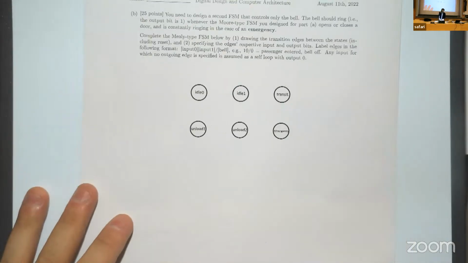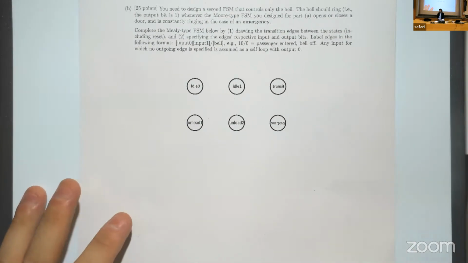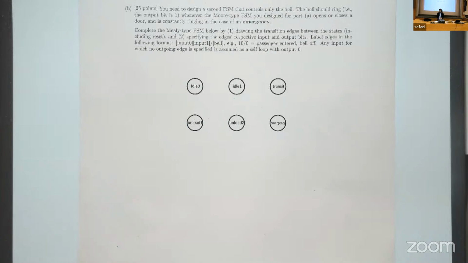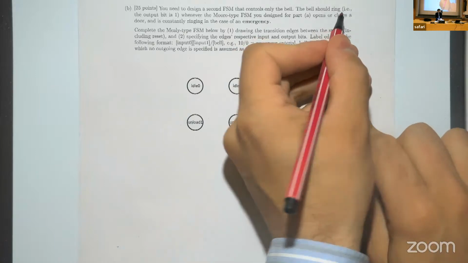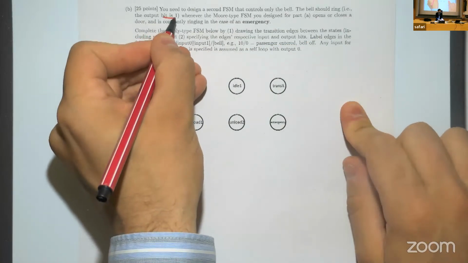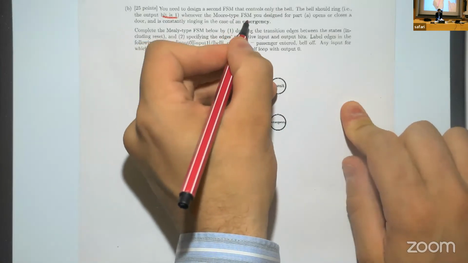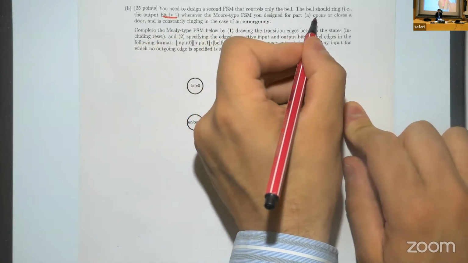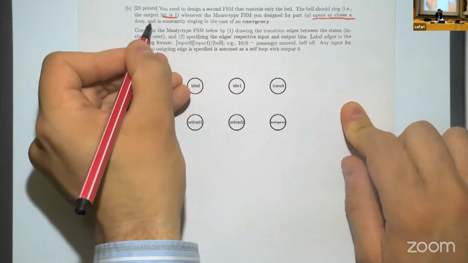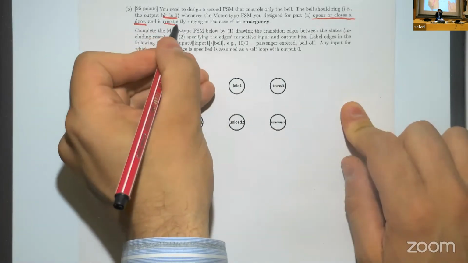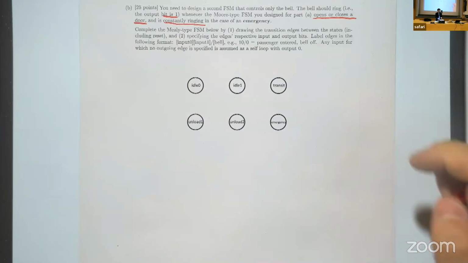Okay, cool. So, second part of the question. This one should be rather easy points if you solve the first one carefully. So now you're supposed to design a second FSM that's based on the first one. Namely, you should ring a bell. So what that means is your output bit should be 1 whenever the earlier Moore type FSM opens or closes a door. Right? And it's constantly ringing in the case of an emergency.